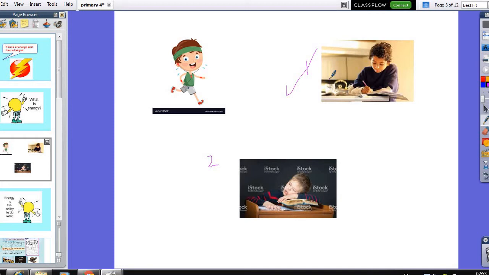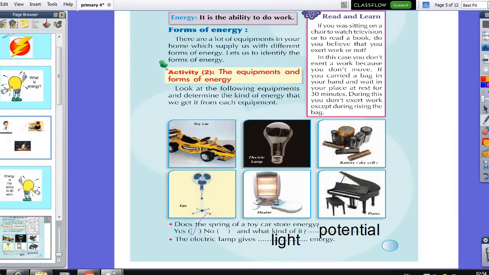So energy is the ability to do work. This student had the ability to do his homework, so he has energy. This player can run, had the ability to run, so he has energy. So what's meant by energy? It is the ability to do work.